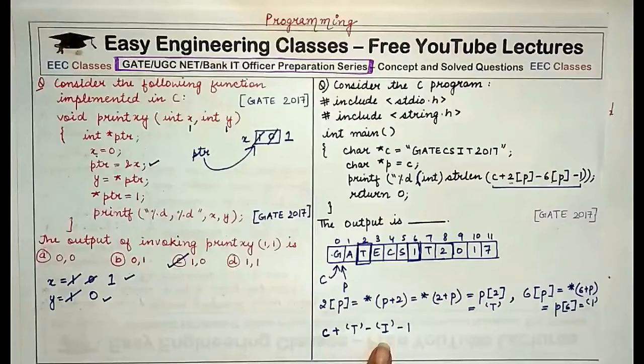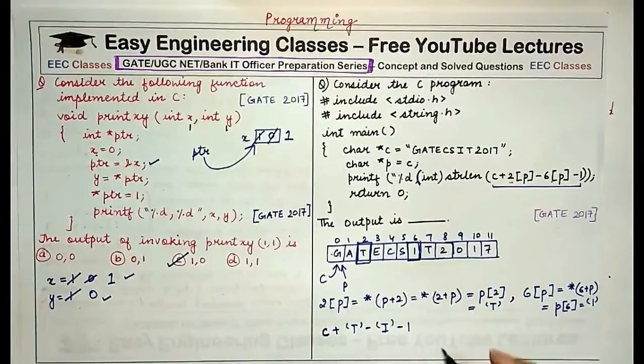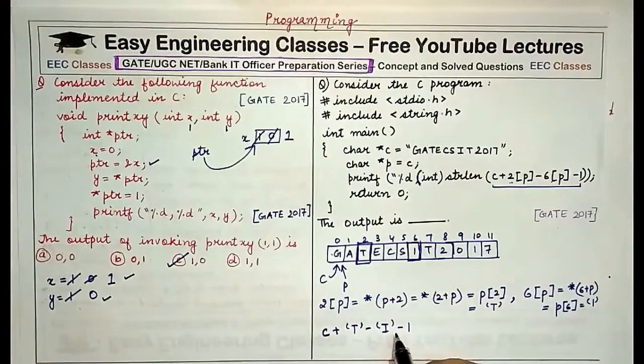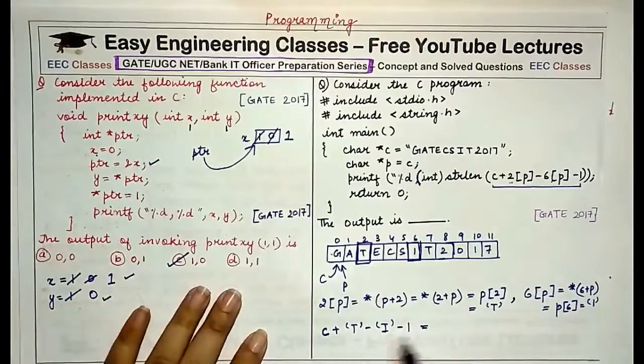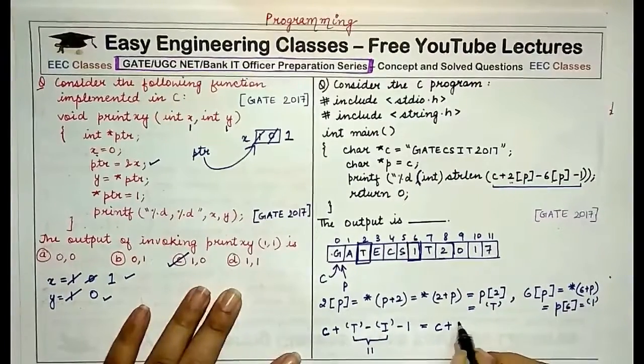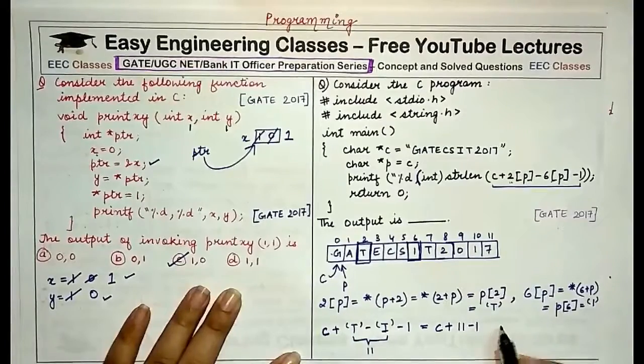If we start counting from I, after I, T is the 11th alphabet you'll see. After I, you count J, K, L, M, N, O, P, Q, R, S, T. So the difference between the two is 11. No matter what their ASCII values are, the expression will be reduced to C plus 10.